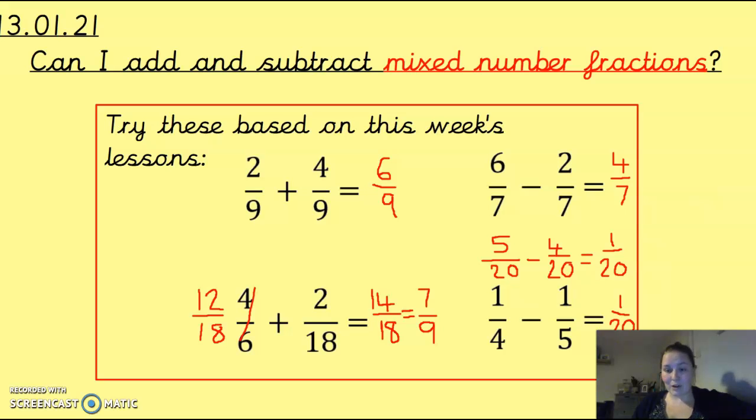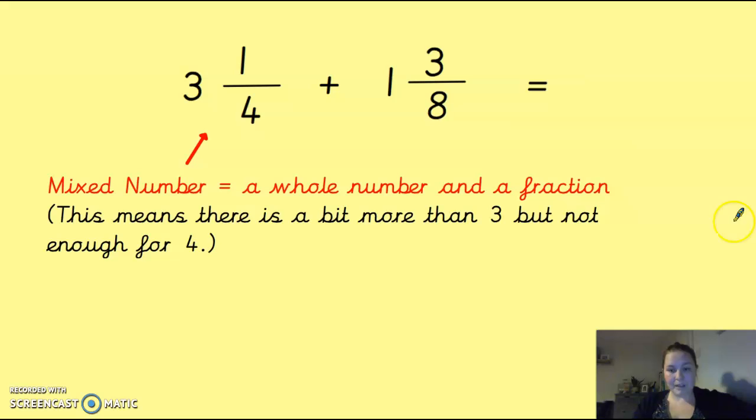Let's move on now to looking at mixed numbers. So these are the kind of calculations we're going to learn how to do today. So I've got 3 and 1/4, add 1 and 3/8. So both of these are mixed numbers, okay? A mixed number has a whole number and a fraction. So in this case, 3 1/4 it's got 3 whole ones and then a quarter, a little bit more. So there's more than 3, not enough for 4, okay?